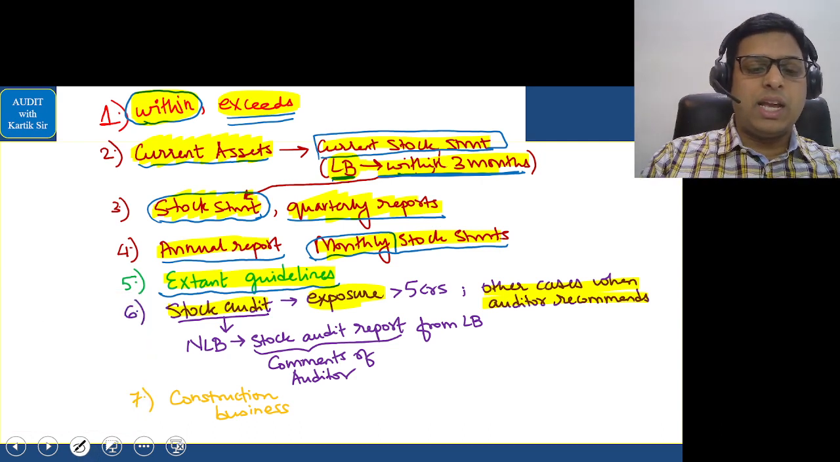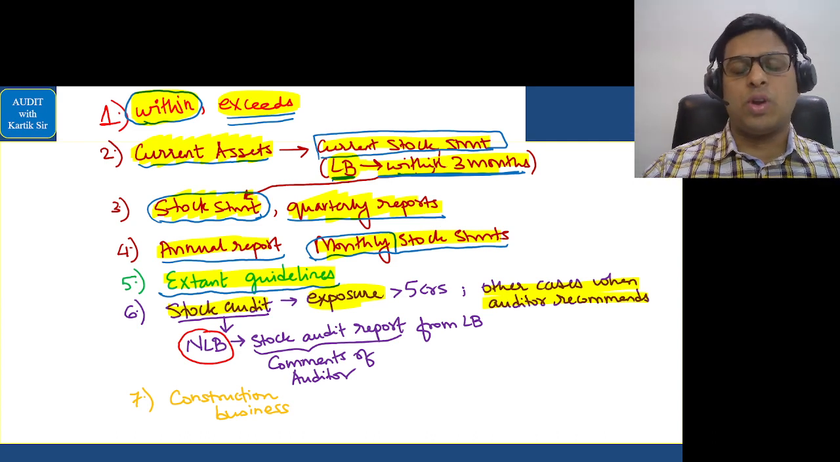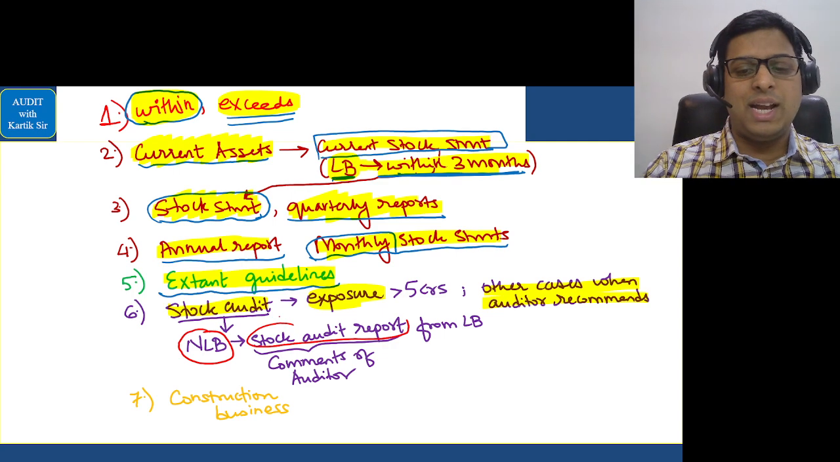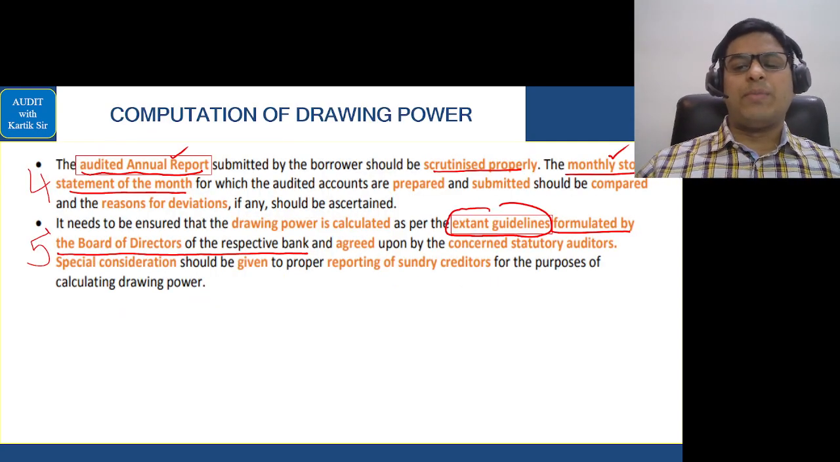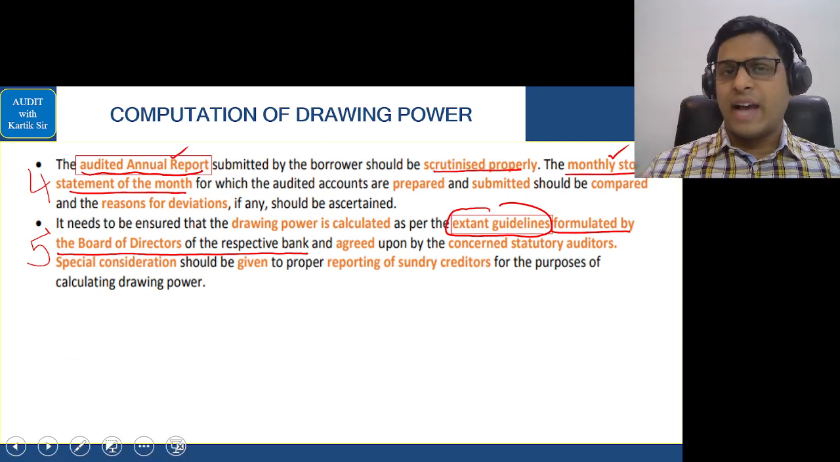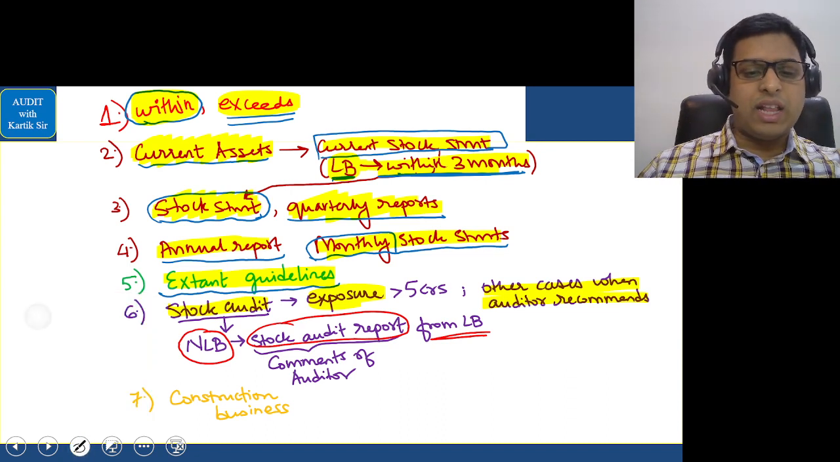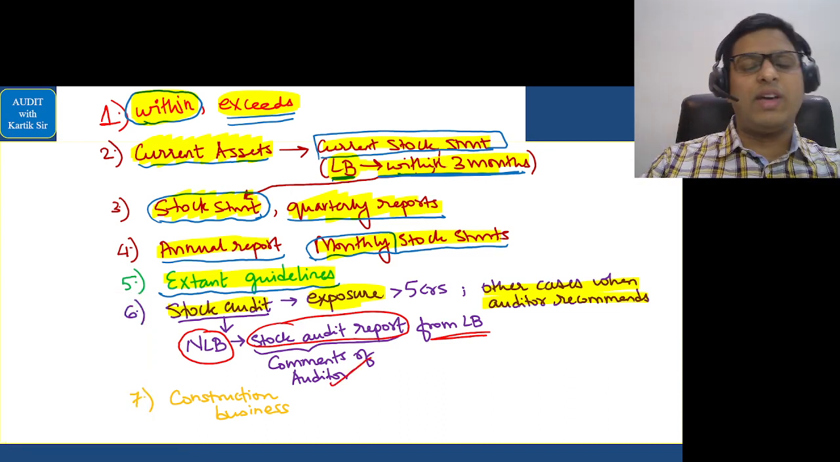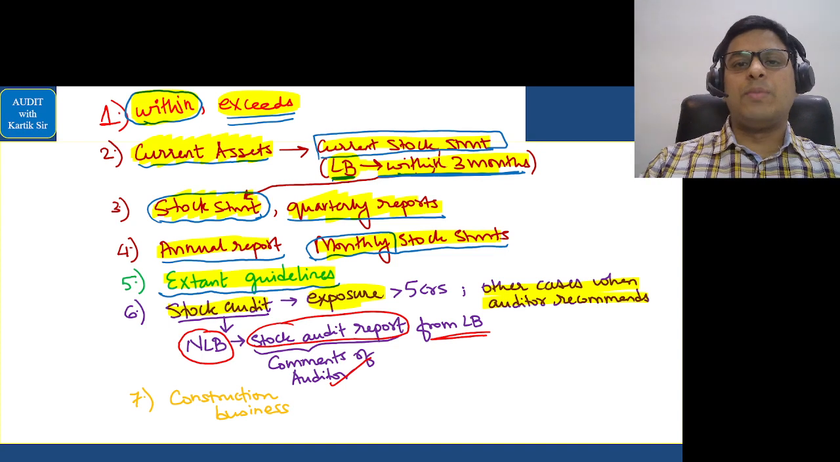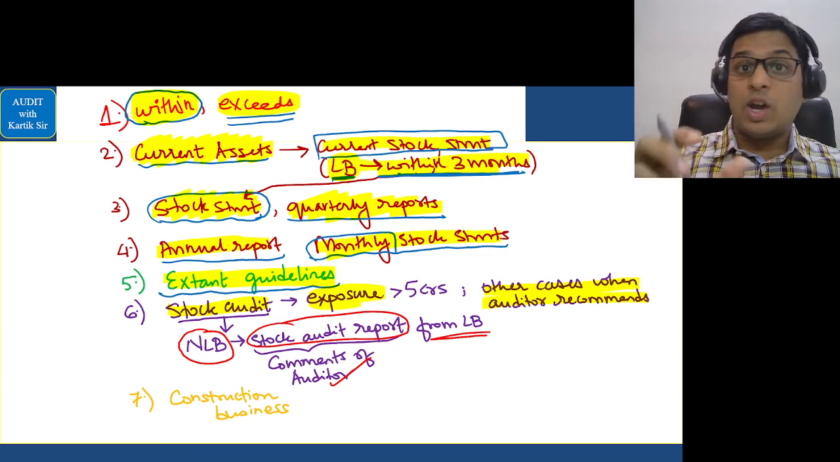Further, in case of a consortium of loan, a non-lead bank should take the stock audit report from the lead bank. I had given an example in which we had SBI, HDFC Bank, and Axis Bank. You must have done this example in class, so you can go through it. Finally, they have given here that the comments of the auditor are very, very important. This completes your answer in relation to computation of drawing power, the theoretical part.